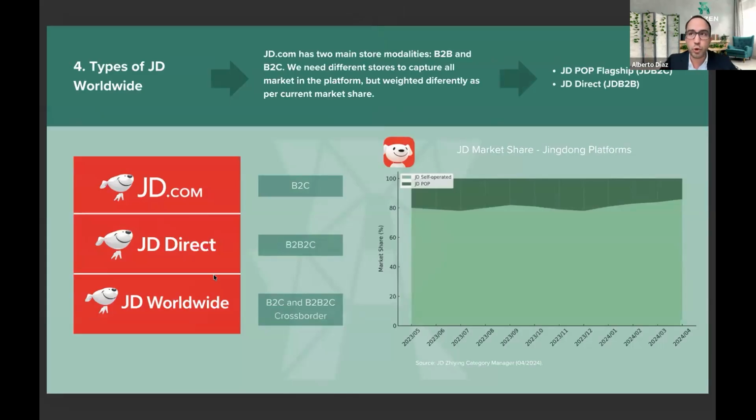Now, it is important to say before I move on that within this Jingdong Worldwide cross-border ecosystem, there are two main types of stores. One is the B2B2C, which is the one I mentioned before. That is where Jingdong selects the supplier and resells under the Jingdong brand.